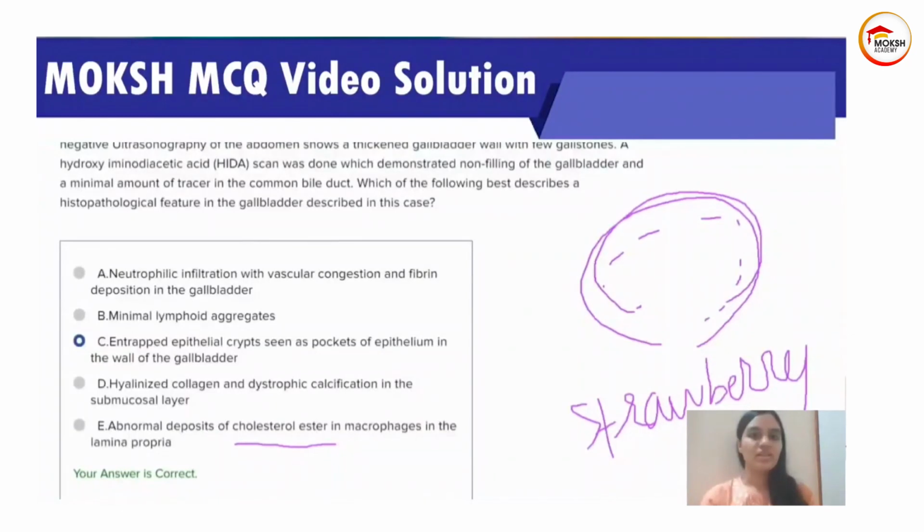So here it is a case of chronic cholecystitis, and you have to remember this description of epithelial crypts in the wall of the gallbladder. Okay.